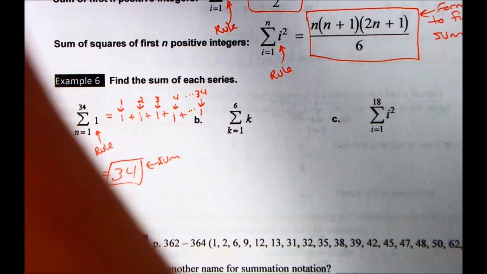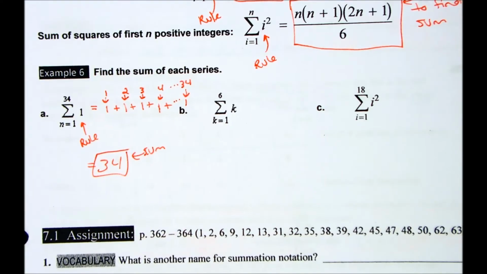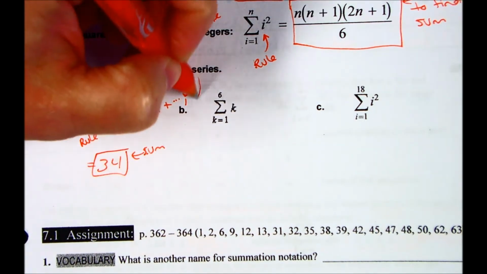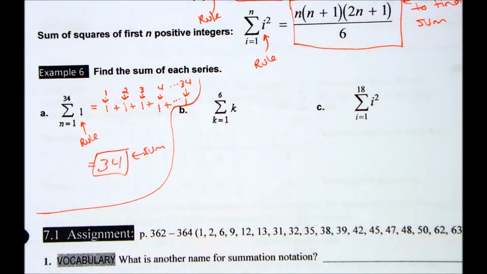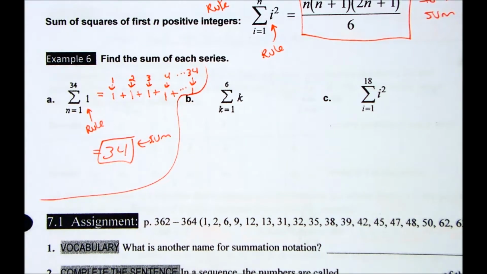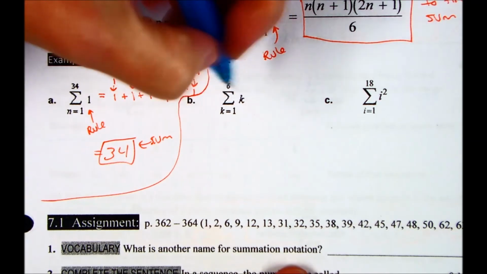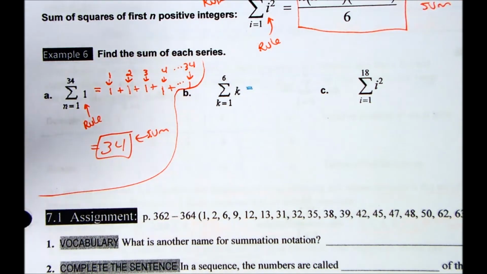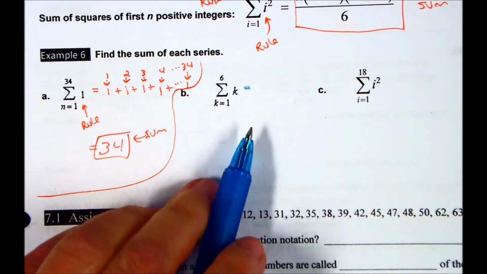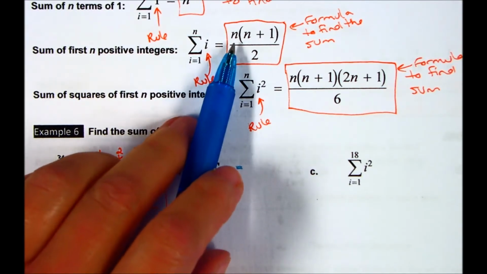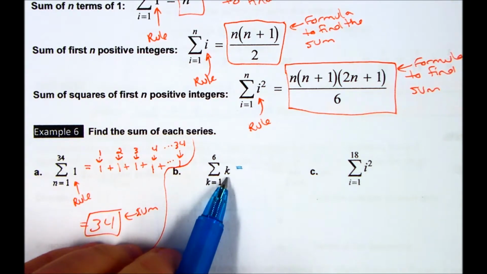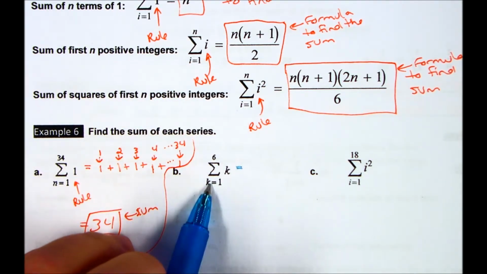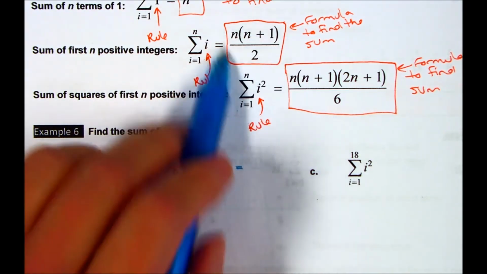All right, the next one, example B. This one actually is not so hard to find. We don't necessarily need a rule for this, but if we used the formula, the rule is K, where in this case it was I, here it's K. So we're just switching up the variable, but the formula is going to be the same.